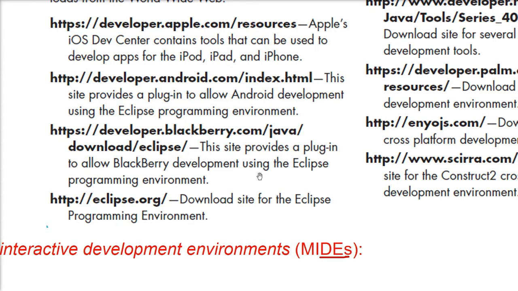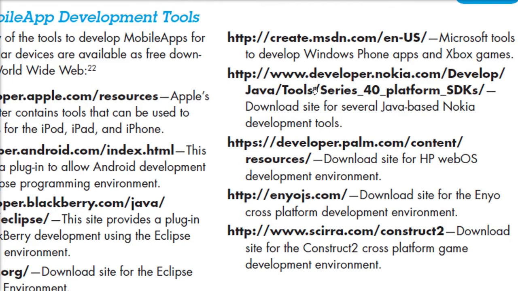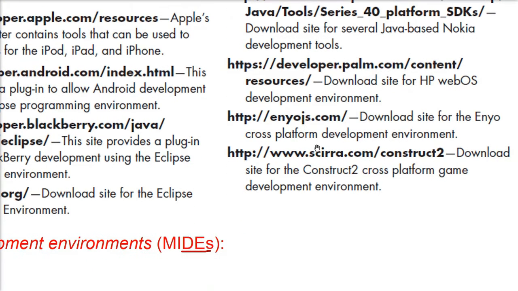Previously, for Java we were predominantly working on NetBeans. Now it is Eclipse. Coming to Microsoft, create.msdn.com is for Xbox games and Windows Phone apps. These are the Microsoft tools you can download. Developer.nokia.com is for Java-based Nokia development tools. Then we have developer.palm.com, the HP WebOS development environment, which is getting popular right now. Neo.js is a cross-platform development environment. You can use this website.